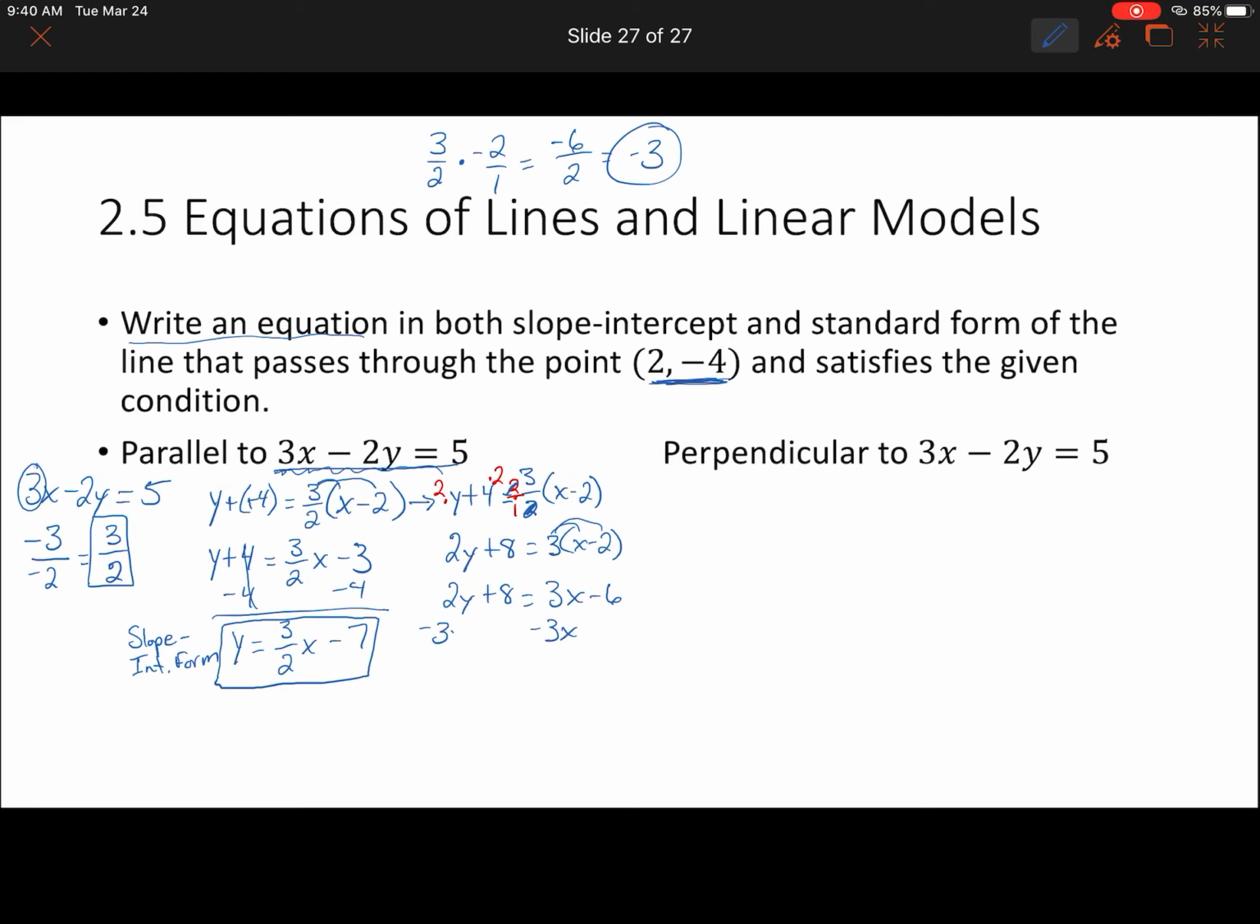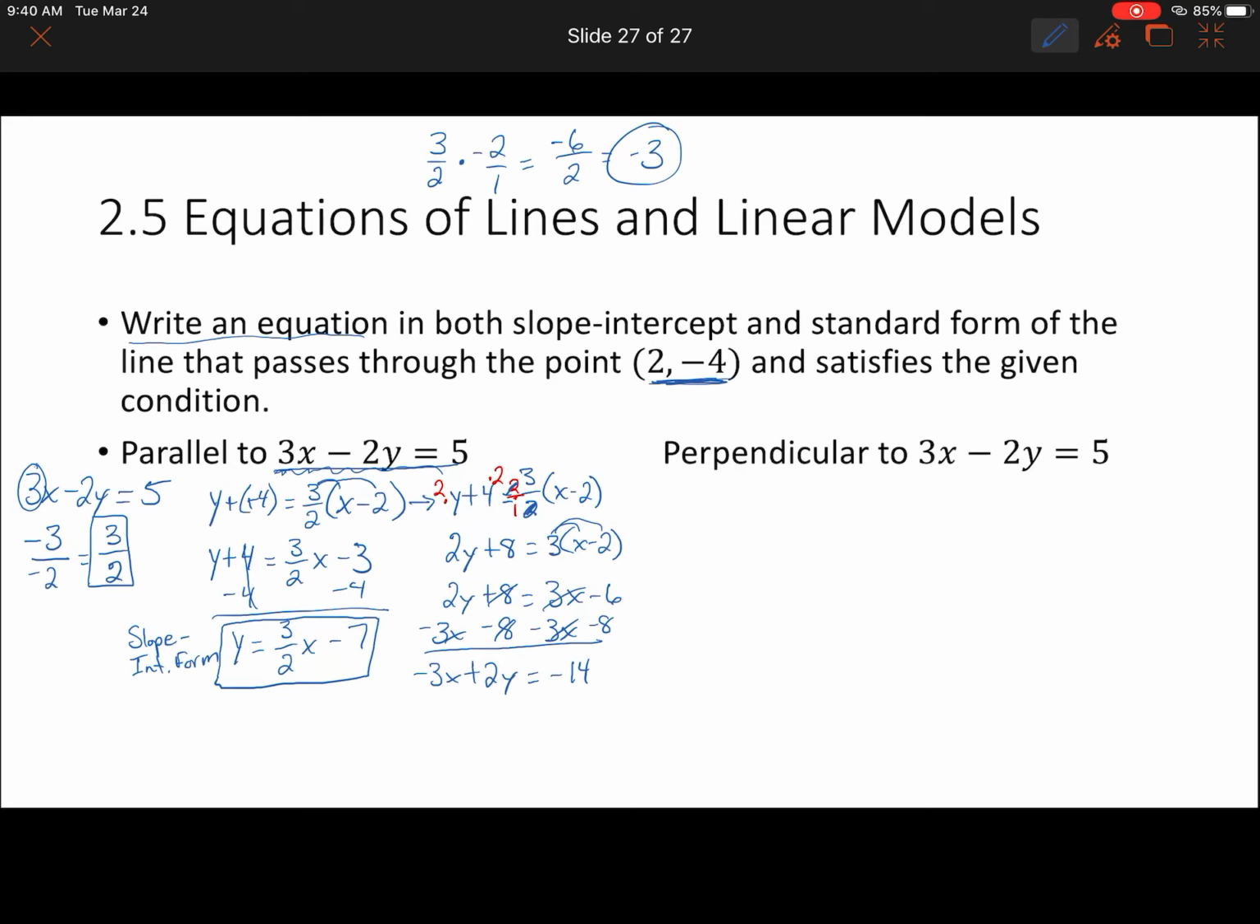And then we need to get the x and y moved to the same side and constants moved to the other side. And so we're going to subtract 3x. And in the same step, I'm going to subtract 8. That way everything gets moved to the same side. And so we have -3x plus 2y. The 8 minus 8 cancels. The 3x minus 3x also canceled. -6 minus 8 is -14.